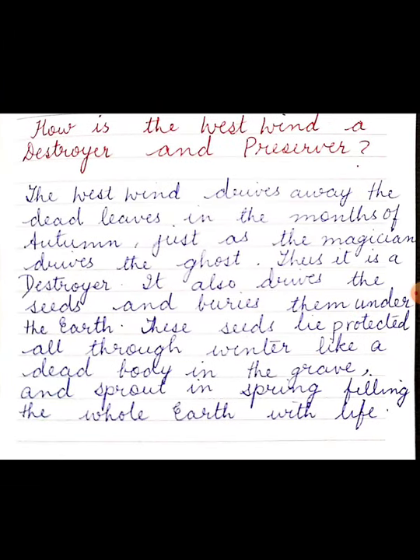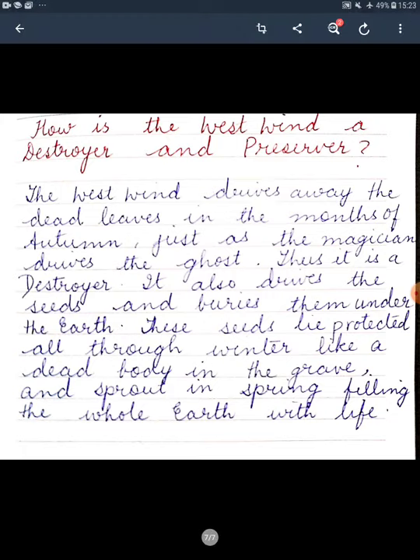How is the west wind a destroyer and preserver? The west wind drives away the dead leaves in the months of autumn, just as the magician drives the ghost. Thus, it is a destroyer. It also drives the seeds and buries them under the earth. These seeds lie protected all through winter like a dead body in the grave, and sprout in spring, filling the whole earth with life.